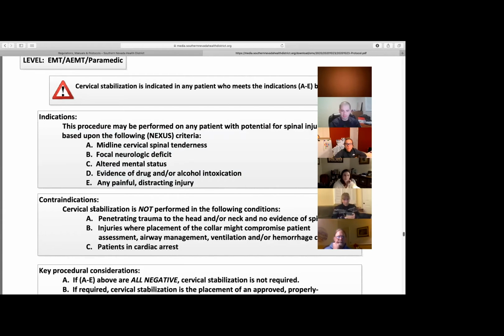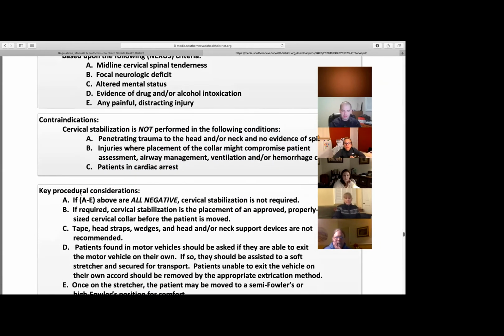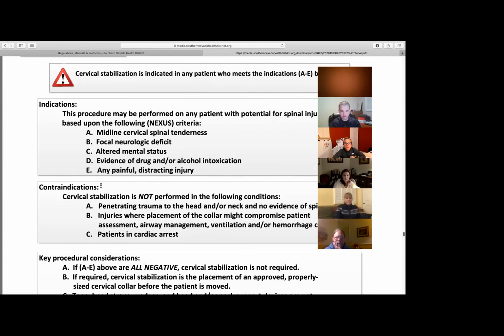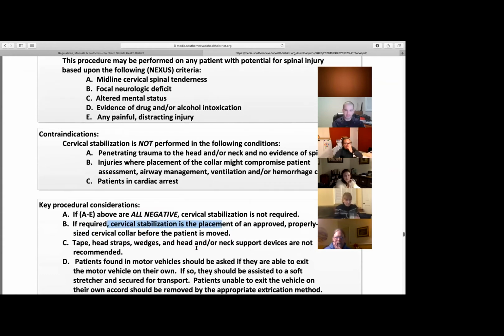We do not perform stabilization in the following conditions. Penetrating trauma to the head or neck with no evidence of spinal injury. Injuries where placement of a collar might compromise assessment, airway management, ventilation, or hemorrhage control, and patients in cardiac arrest. So if A through E in this first section are negative, then we do not need to apply a C-collar. However, if one or all of those are positive, then we're going to go ahead and apply cervical stabilization, which is placement of a properly sized collar.